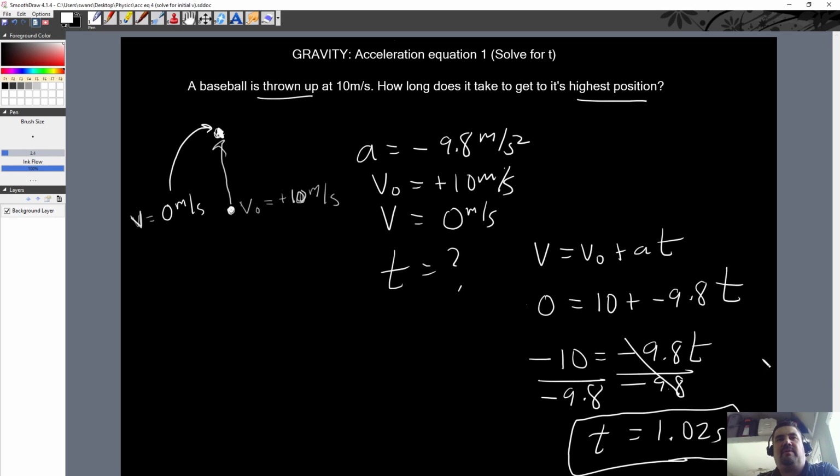So now you can try some practice problems out to try to solve for time with gravity problems.